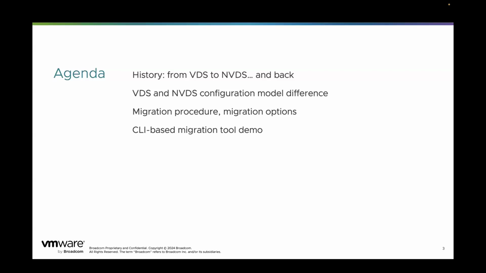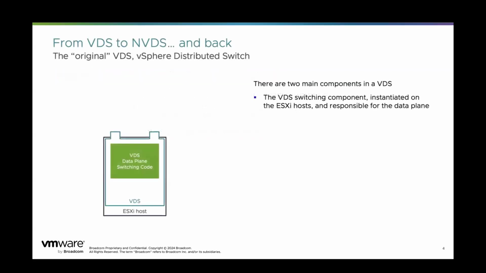Then we'll go over the migration procedure itself. There are many ways of doing this, some manual, some scripted by you, some using a migration tool that is also embedded in NSX 3.x. And finally, I have a short recorded demo showing you from the vCenter point of view what's happening when you are doing a migration. So let's start with my history part, from the VDS to nVDS and back.